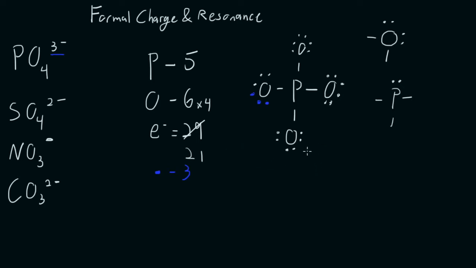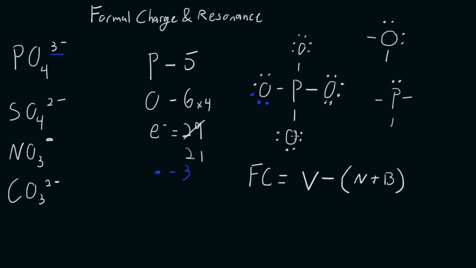Formal charge is going to be a quality of each individual atom. And we calculate it using this equation. So Fc stands for formal charge. V equals the valence electrons that it starts with. N is going to be the number of non-bonding electrons. And B is going to be the number of bonds.